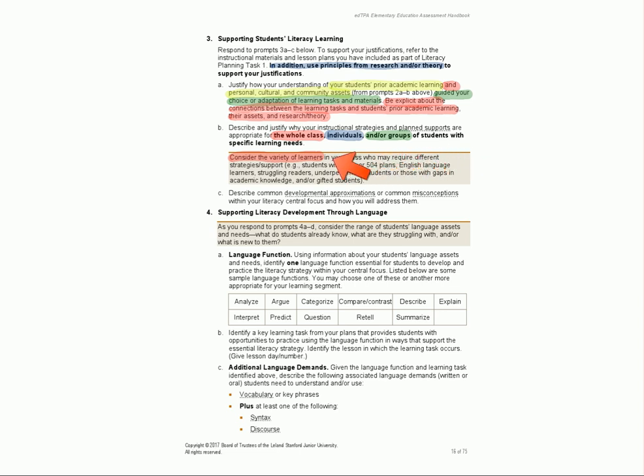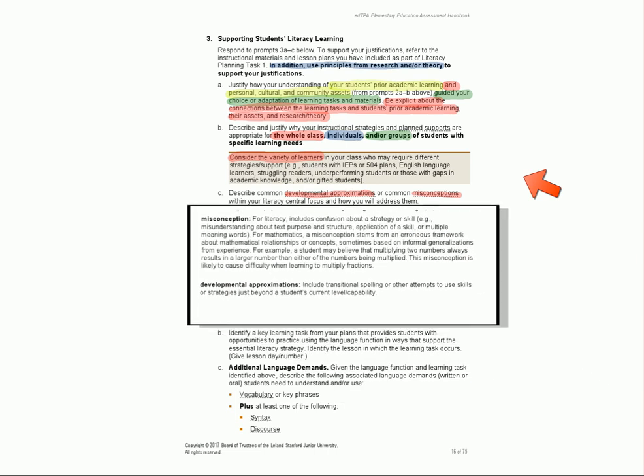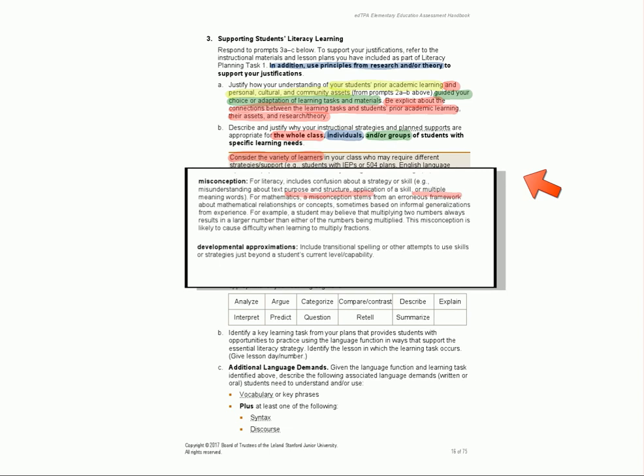Again, the inset, consider the variety of learners. This can be understood from your context of learning exercise. Okay, the next piece is a little tricky. You want to consider developmental approximations and misconceptions, and I'll let edTPA describe this. Let's take a look at this, please. All right. So let me get this right for you.